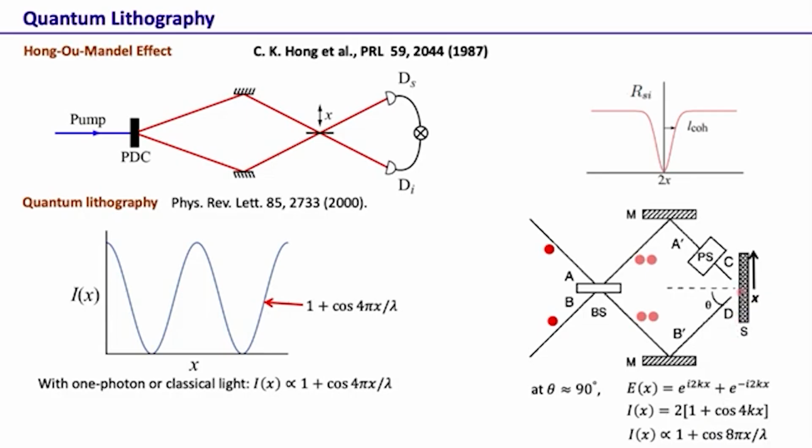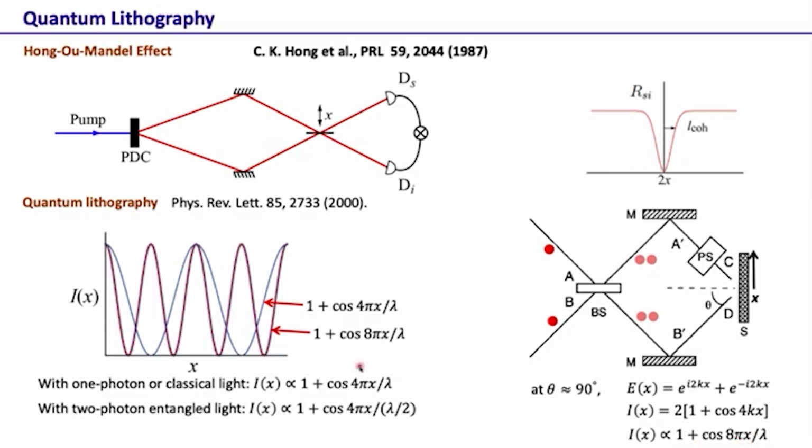And with the two photon absorption probability, the pattern that gets written on this one is 1 plus cosine 8 pi x by lambda. So this 8 pi x by lambda, we can just write as cosine 4 pi x by (lambda by 2). So we see just because we have two photons now, the resolution has increased by 2. That means we can write a pattern twice as dense. These are twice as fine a pattern as what we could do with the other one.